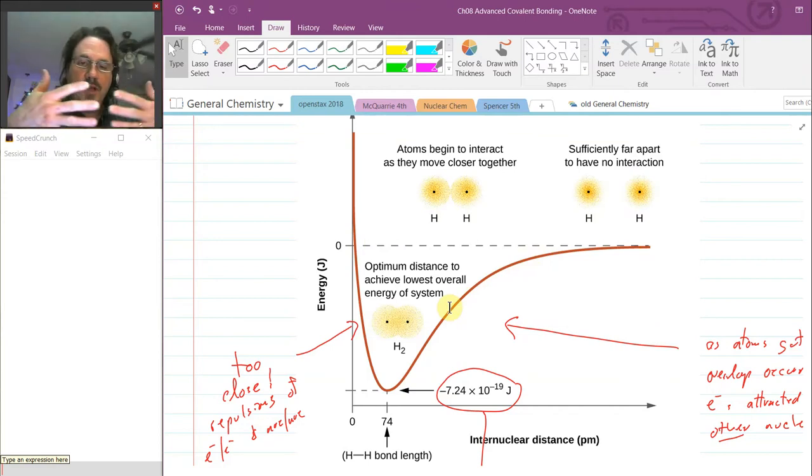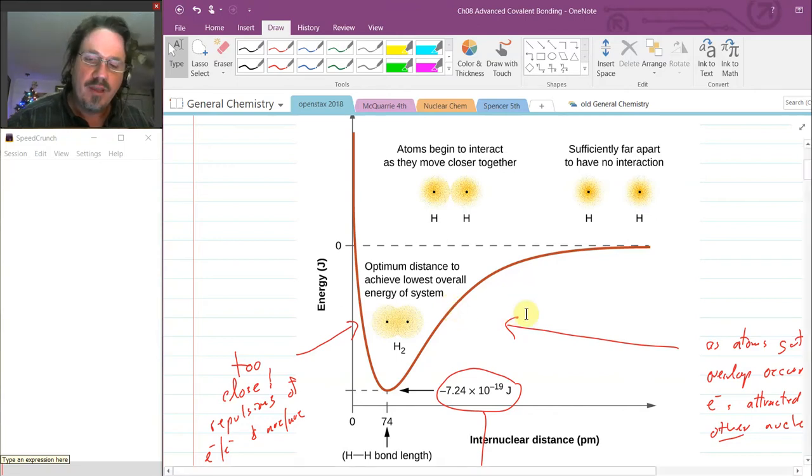And as we come closer, though, those orbitals that those outer valence electrons are in begin to overlap. Excuse me, and it's that overlap of the orbitals that creates the covalent bond. As I'm sliding down here, I'm getting more and more stable, lower and lower energy, getting closer and closer together.